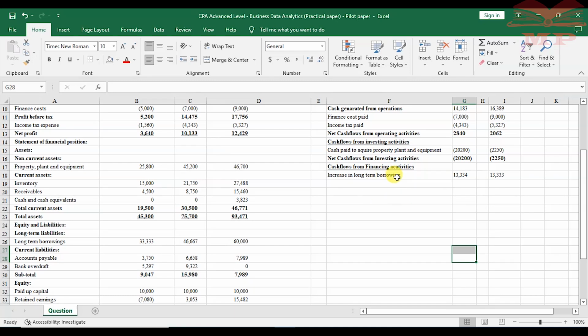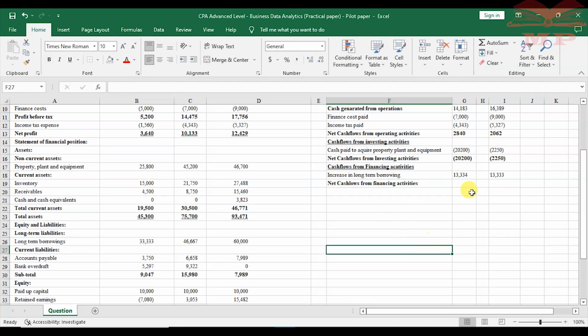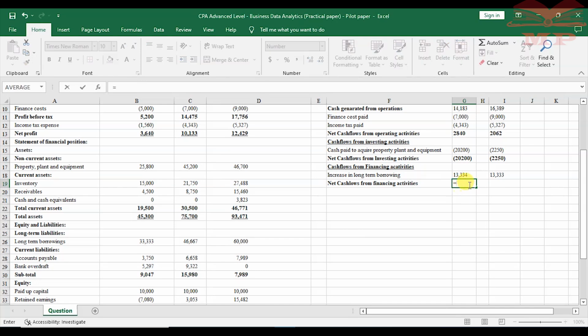So it means this will be the only cash flows from financing activities. So that will be net cash flows from financing activities. Of course, it is the same answer that we have there, the same answer that we have here.